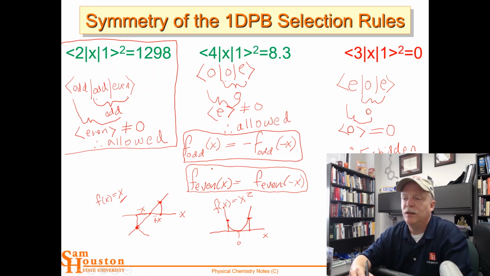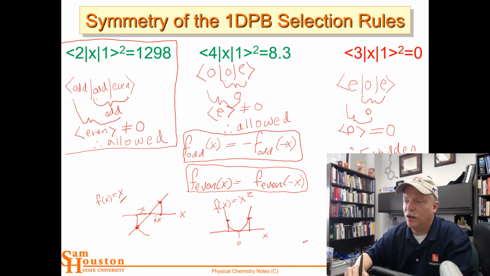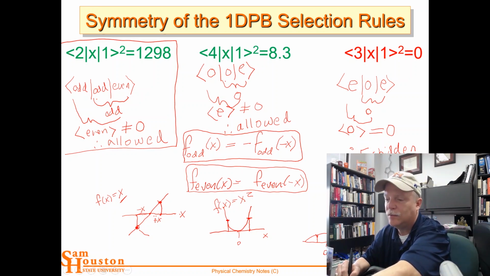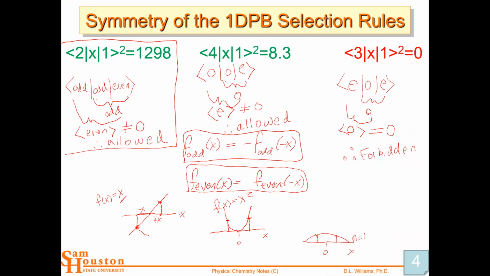And we can do the same thing with our wave functions. If we were to look at the ground state wave function, so n equals 1, it looks like this, centered on 0. And notice if I go in a positive x direction a certain amount and evaluate the function, and I go that same distance in the negative x direction and evaluate the function, I get the same sign, the same magnitude. So that means that n equals 1 then is even.